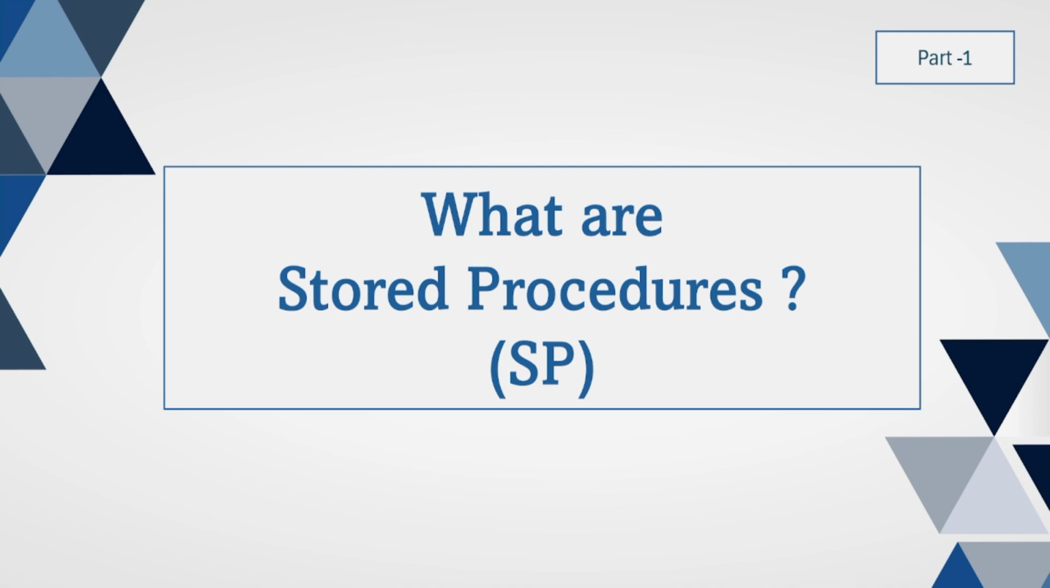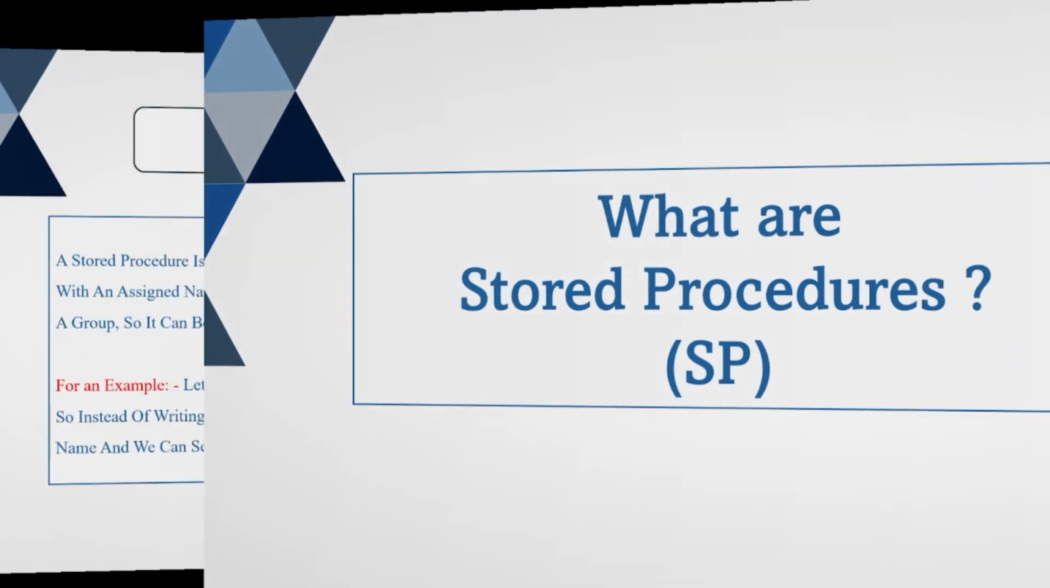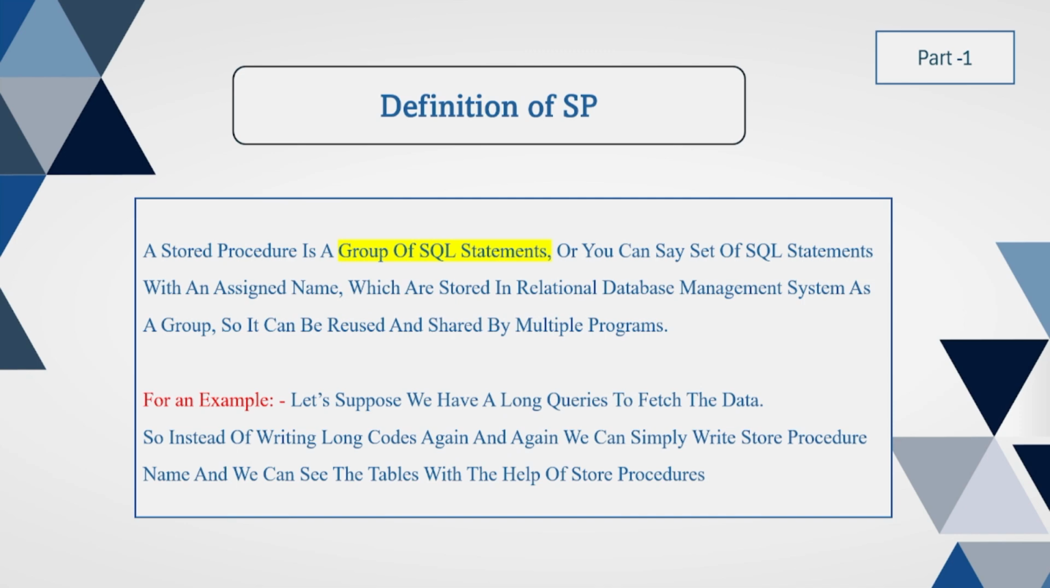So now let's understand the definition of stored procedures. A stored procedure is a group of SQL statements, or you can say a set of SQL statements, with an assigned name, which are stored in a relational database management system as a group, so it can be reused and shared by multiple programs. Here I have mentioned an example. Let's suppose we have long queries to fetch the data. Instead of writing long code again and again, we can simply write a stored procedure and store our query under that stored procedure, which is just similar to views, but views are a virtual table.